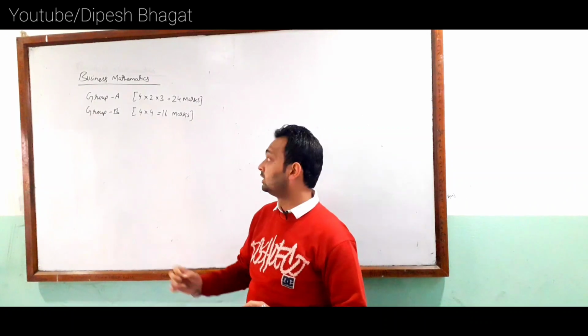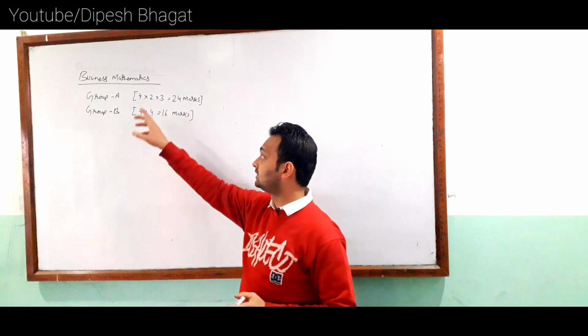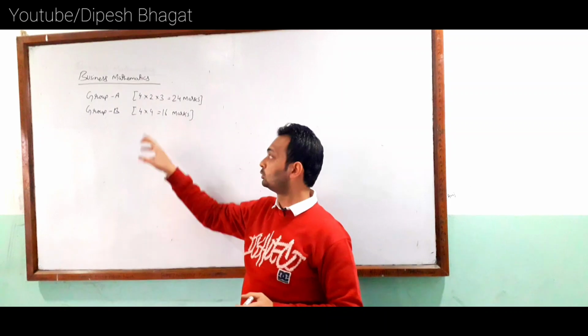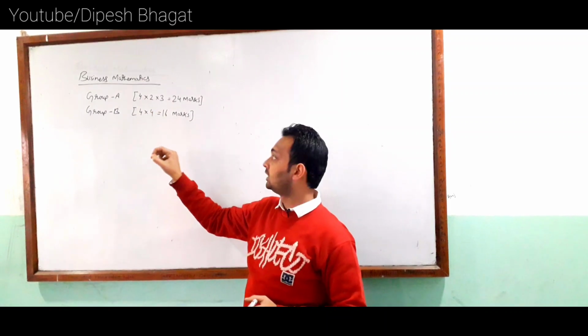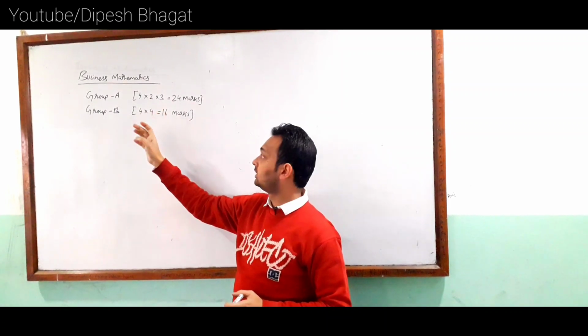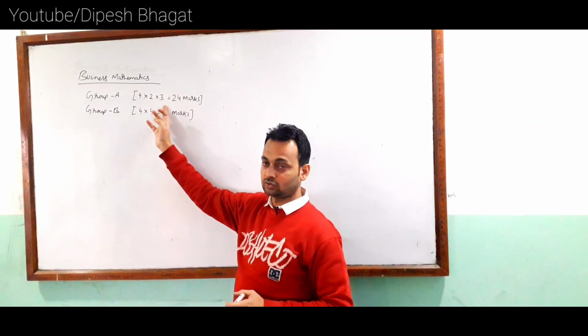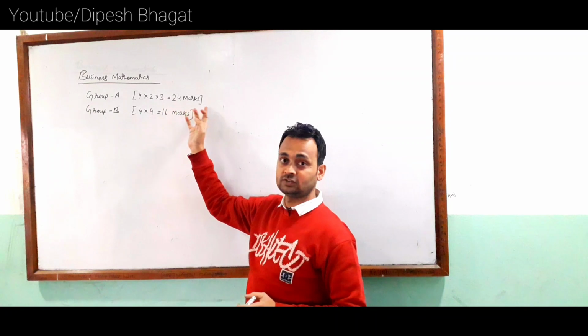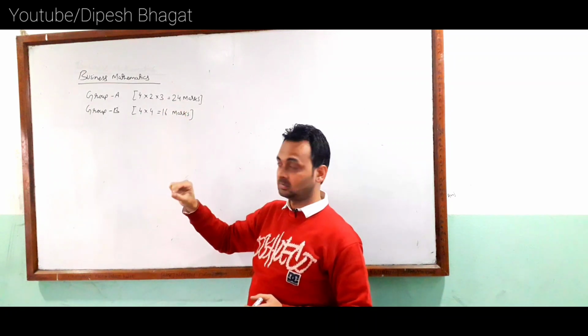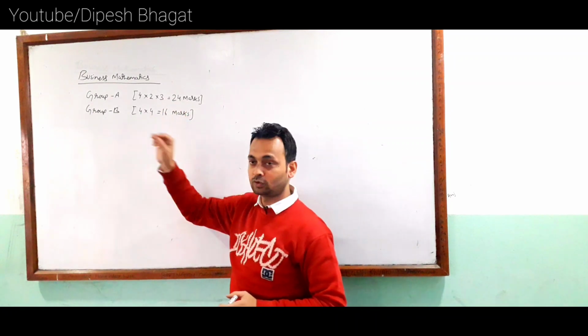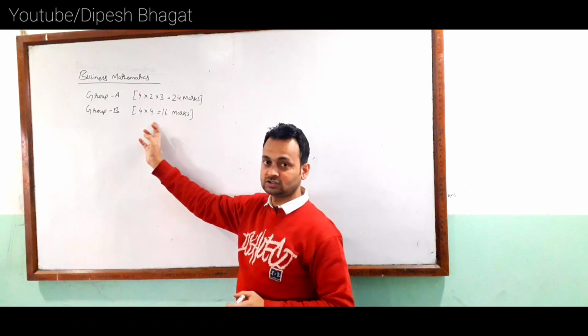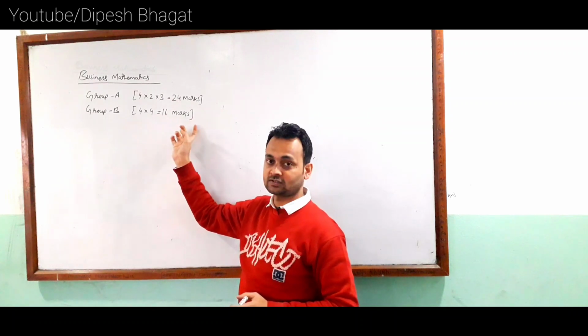First of all, our questions are divided into two groups, group A and group B, where in group A there are 8 questions altogether carrying 3 marks each. So the total of 24 marks is going to be asked from group A. Similarly, from group B there are 4 questions of 4 marks each, the total of 16 marks.